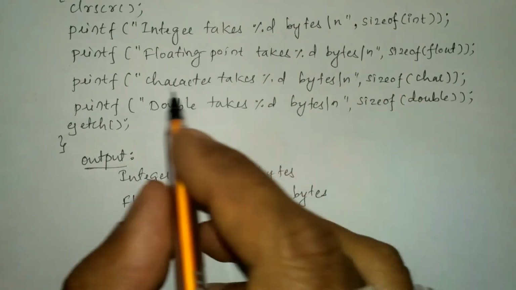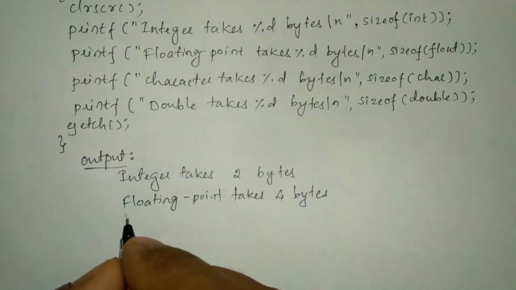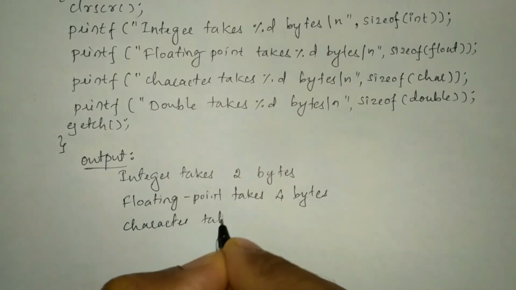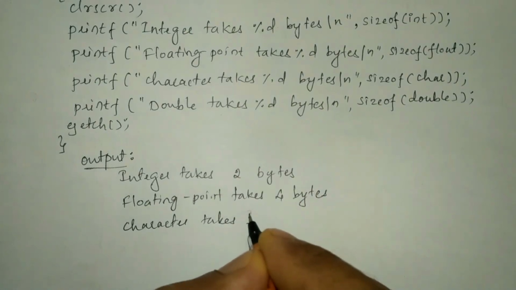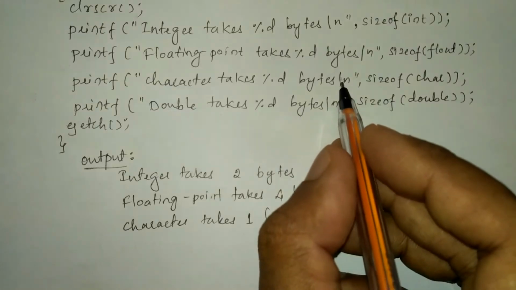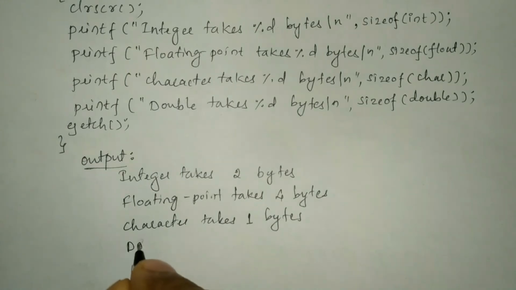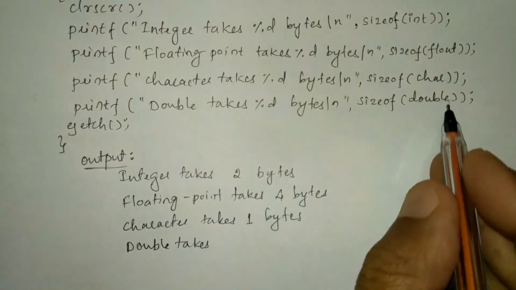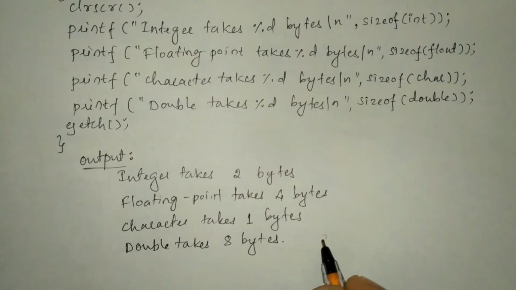Because of this \n, the cursor comes down to the next line and it is going to print the next printf statement, that is character takes %d bytes, sizeof char. So it is going to take 1 byte. Okay, so just because of this \n, the cursor once again comes down to the next line and it is going to print double takes %d bytes. So it takes 8 bytes of memory location.